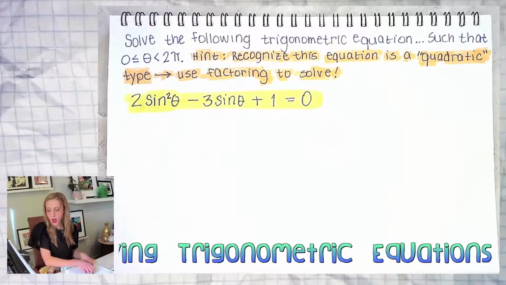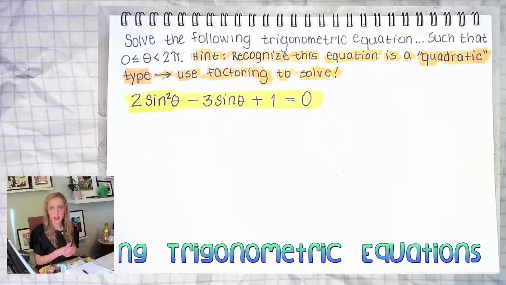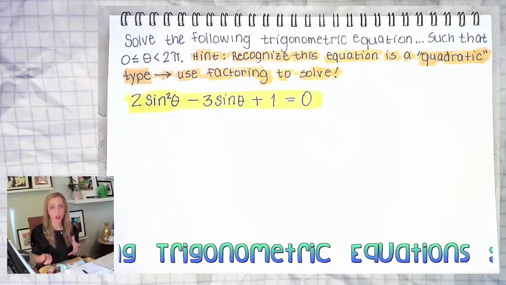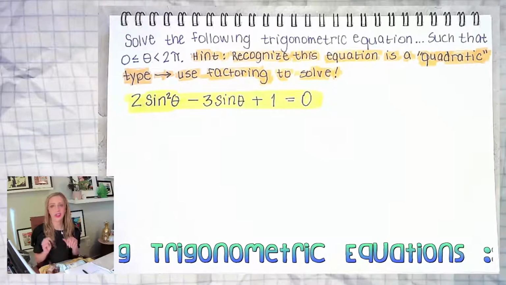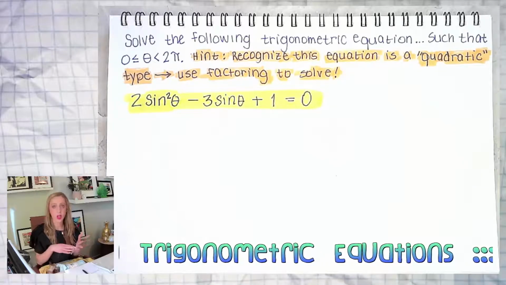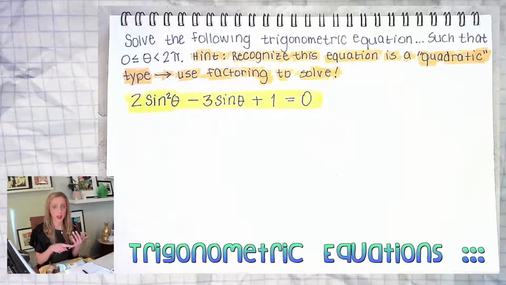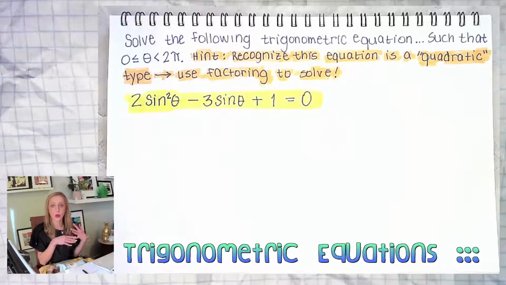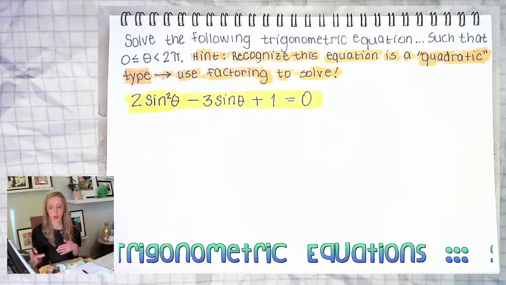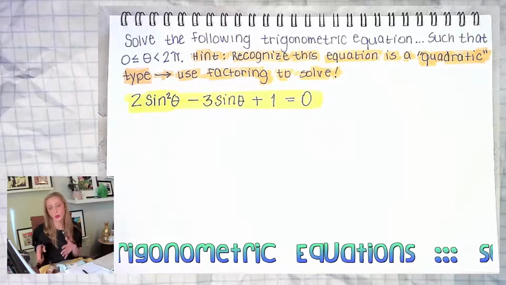Hey guys, I am going to do the following example and hopefully this is going to get you off to a good start with solving trigonometric equations that are in the style of a quadratic type. So prior to this, we've been going over a lot of factoring, especially surrounding quadratics and those whose leading coefficient a was a number other than 1.